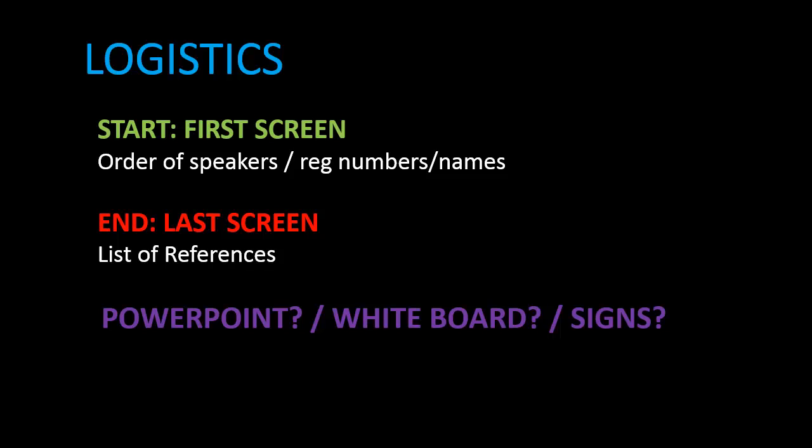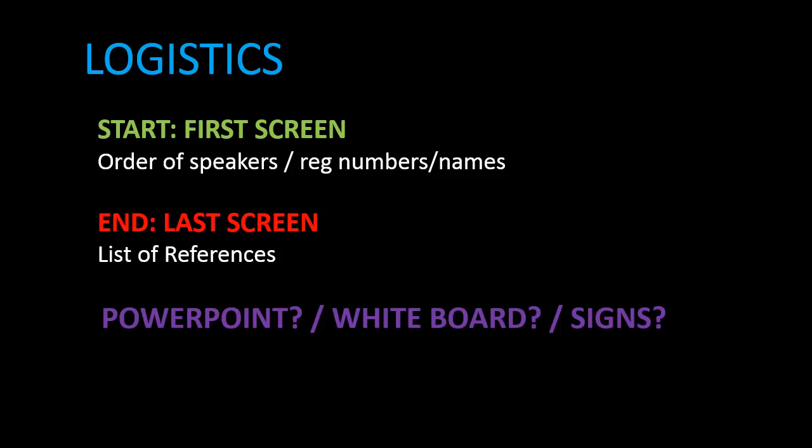So I suggest that your very first screen should be a list of all of the group members with their registration number and their name and the order that they're going to speak in. So first speaker, registration, name. Second speaker, registration, name. Third speaker, fourth speaker. Set it out very clearly on that first screen. So that's one bit of logistics you need to think about.